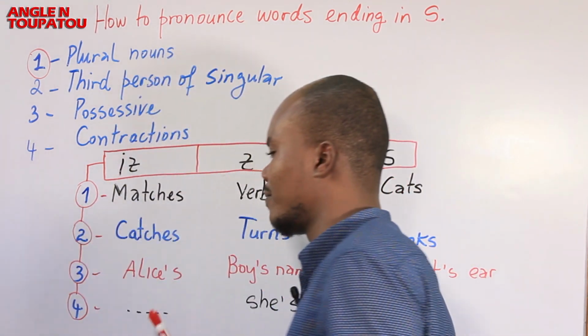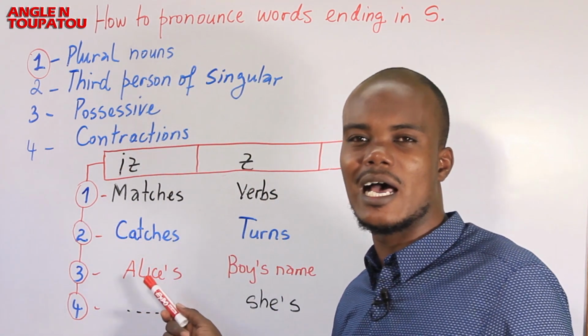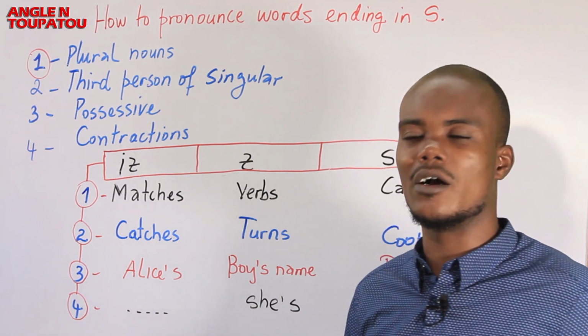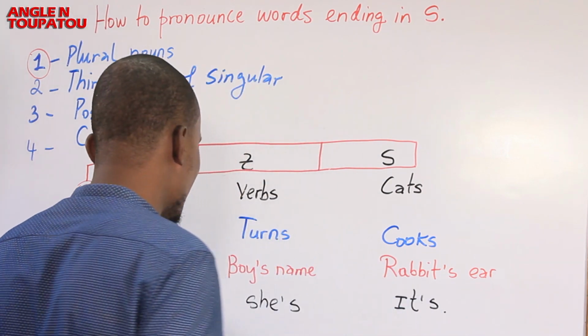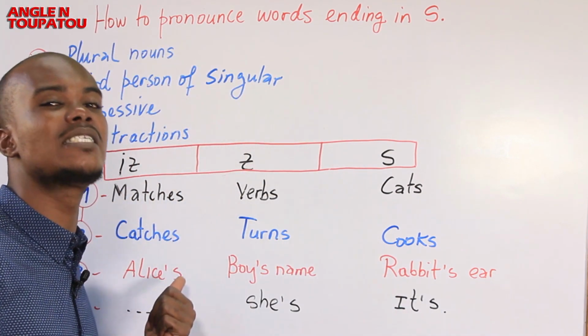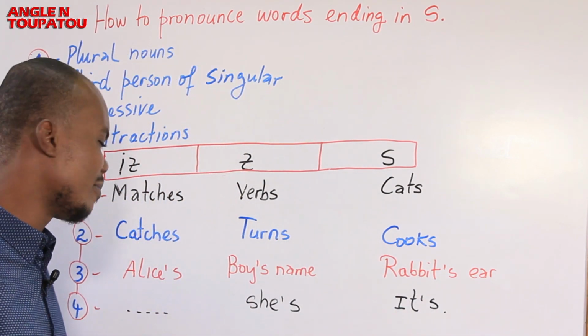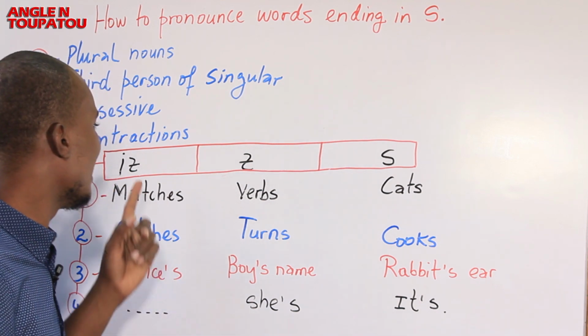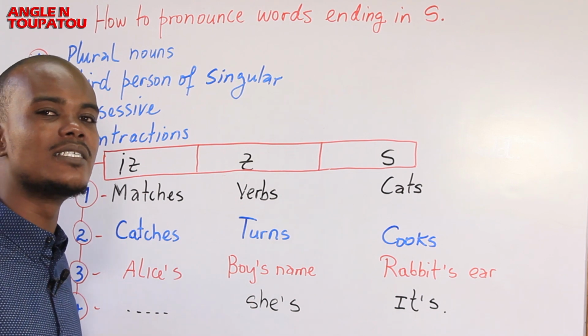Let's see. Anyway. Alice's. I cannot say Alice. No. Alice's. Alice's, I get the iz sound.